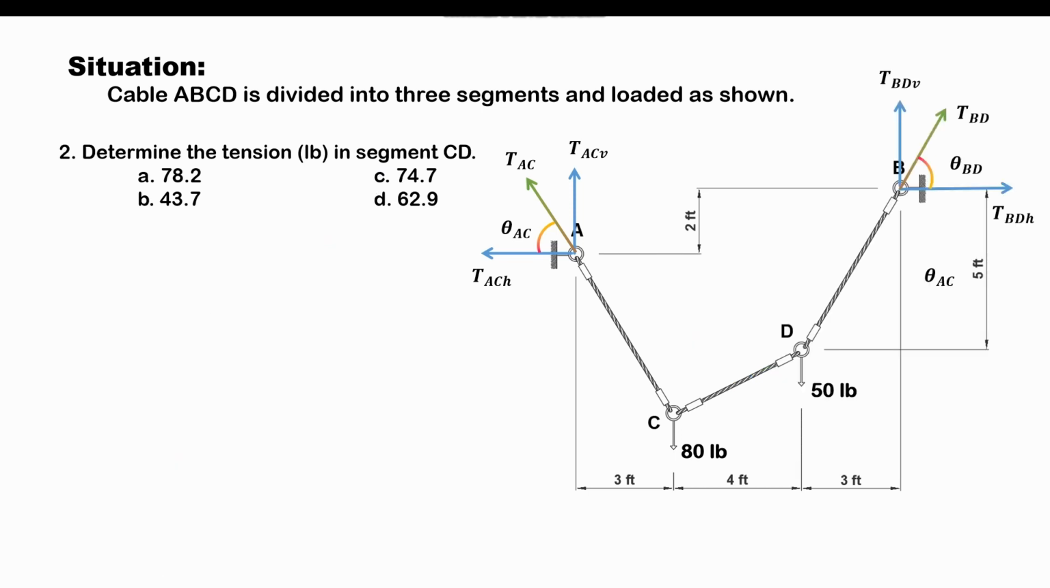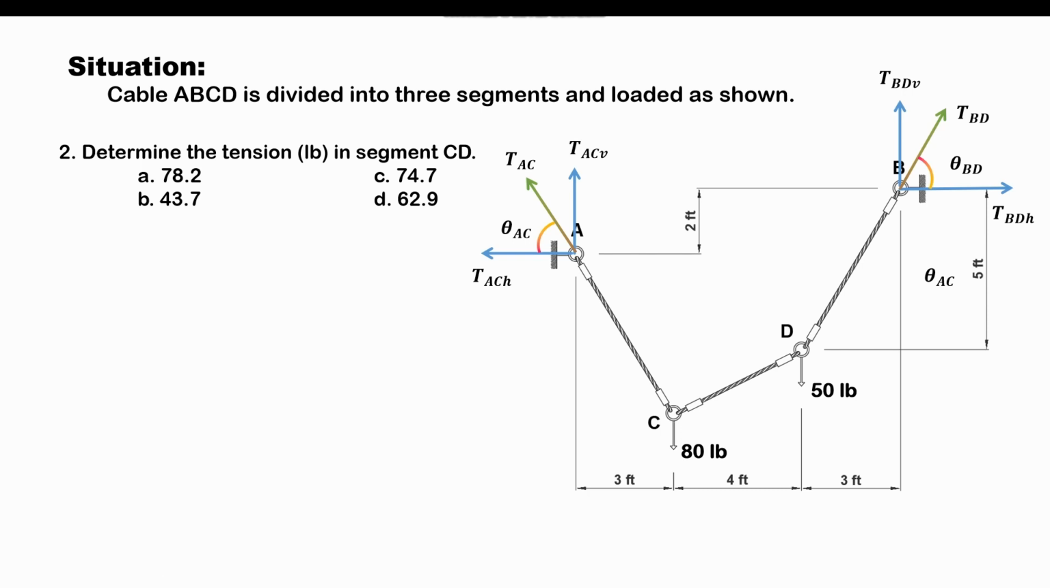Let's proceed with question number 2. In this item, we are asked to determine the tension in segment CD. Now, here's the principle when it comes to problems involving cable that are loaded with concentrated load. We can basically apply here the method of joints. So the primary consideration in choosing which point to analyze shall include the segment that we are looking for its tension. So the segment that is being asked in this item is the segment CD.